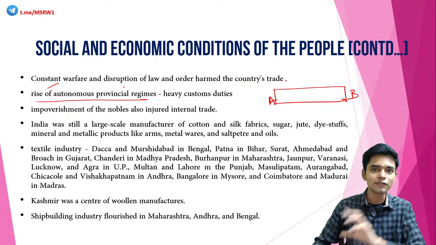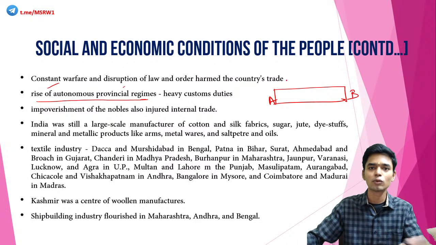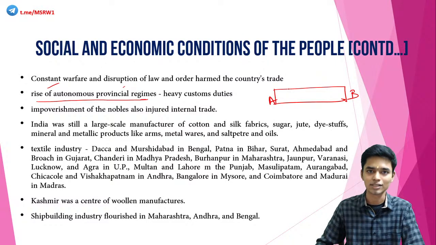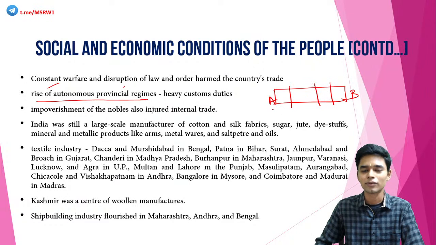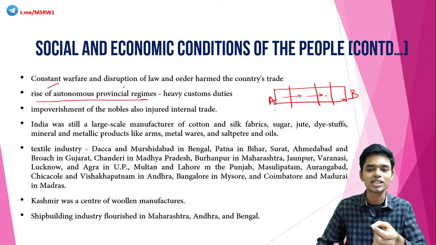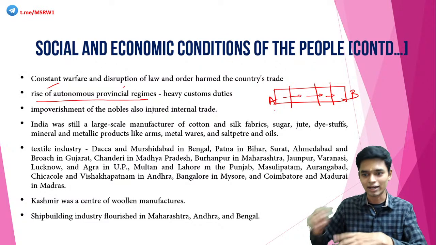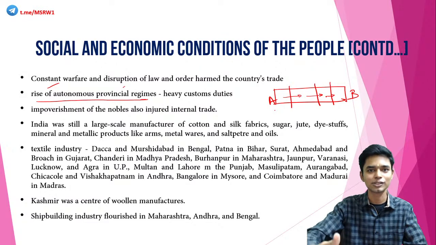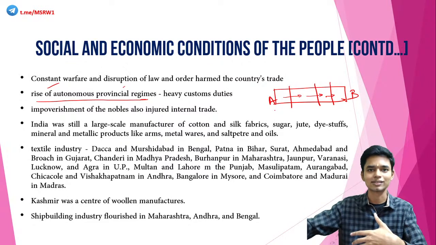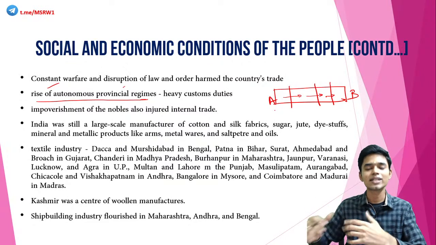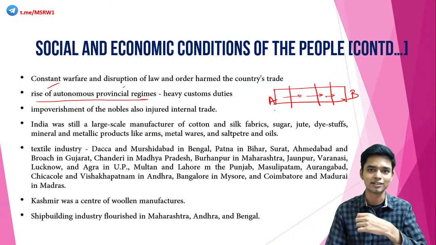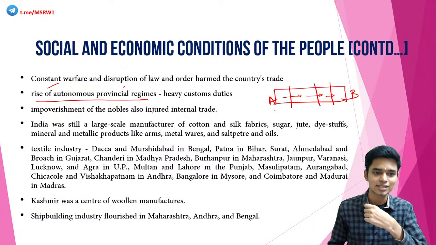But due to the fragmentation and the rising up of more and more autonomous provincial regimes, this got fragmented. So for reaching from A to B, you have to pass through the regimes of different rulers, and at each entry point you have to pay some customs duty or some other kind of taxes. So overland trade started to become more and more difficult. This also hampered the trade.